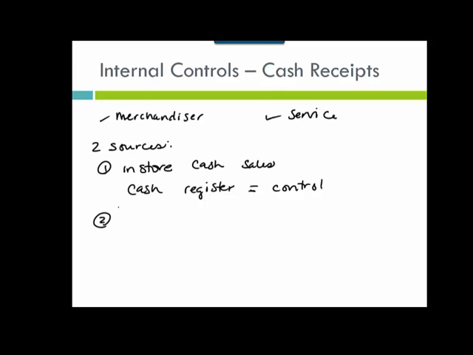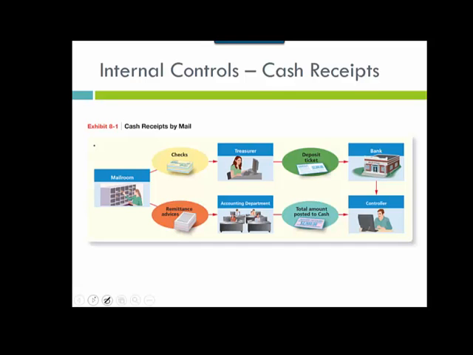The second source is money coming in through the mail, and these are basically checks received in the mail. And so this could be manufacturers too. They could do this when somebody's paying on their accounts and their accounts receivable, that kind of stuff. And the important thing here is separation of duties, and let me show you that over here.